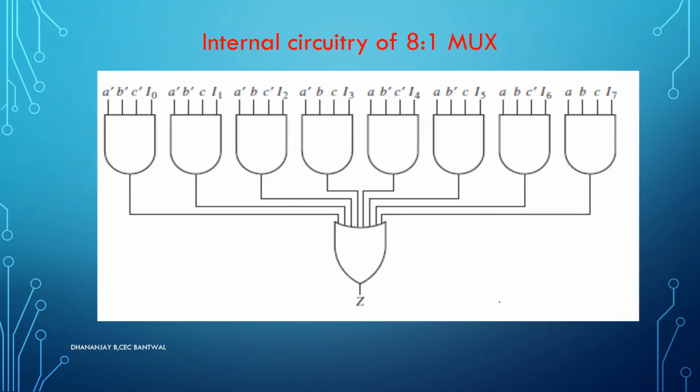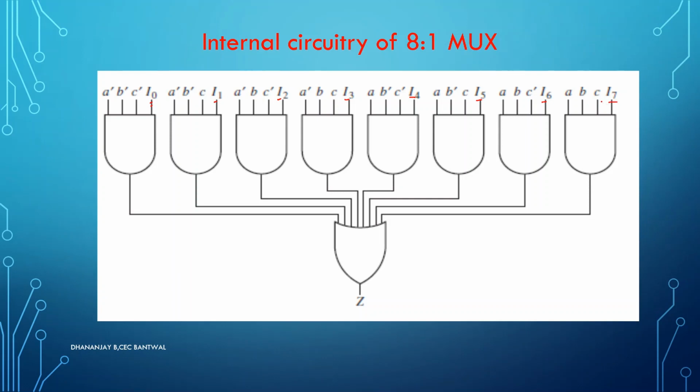Internal circuitry of an 8 is to 1 mux. As I said earlier, if you can open up a multiplexer IC, this is what you can see inside: a series of AND gates and one OR gate. So this is your 8 is to 1 mux. How many inputs are there? 8. See here, 1, 2, 3, 4, 5, 6, 7, 8.